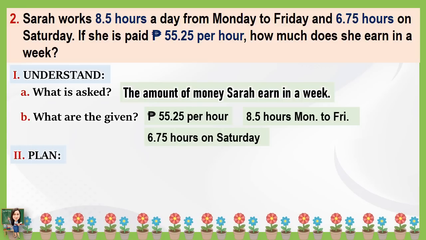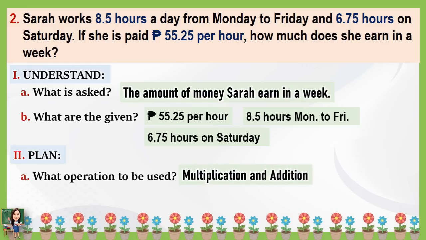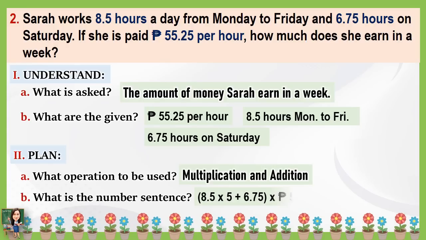Step 2 is to plan. What operation to be used? The operations to be used are multiplication and addition. What is the number sentence? 8 and 5/10 times 5 plus 6 and 75 hundredths, multiply by 55 pesos and 25 centavos equals N.